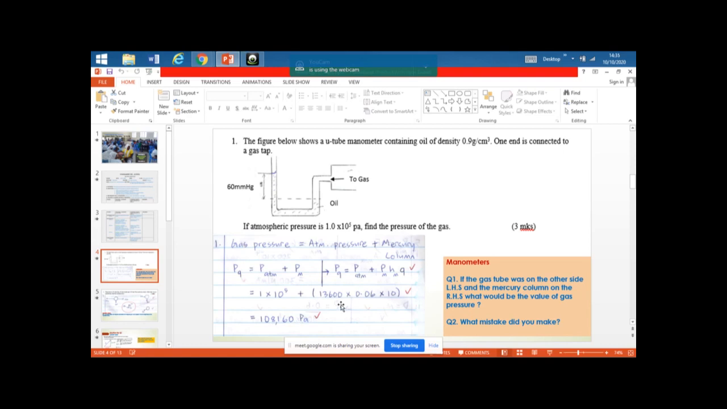Any questions so far, Martha? Hello, Martha, can you hear me? Yes, no question. Have you understood? Yeah. That this is the winning formula, that the pressure at the same level is equal. And then the second point is you must consider all the substances above that level.